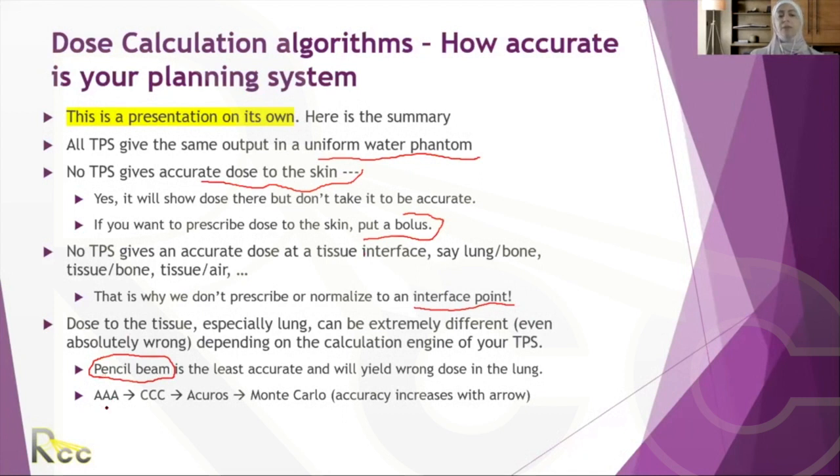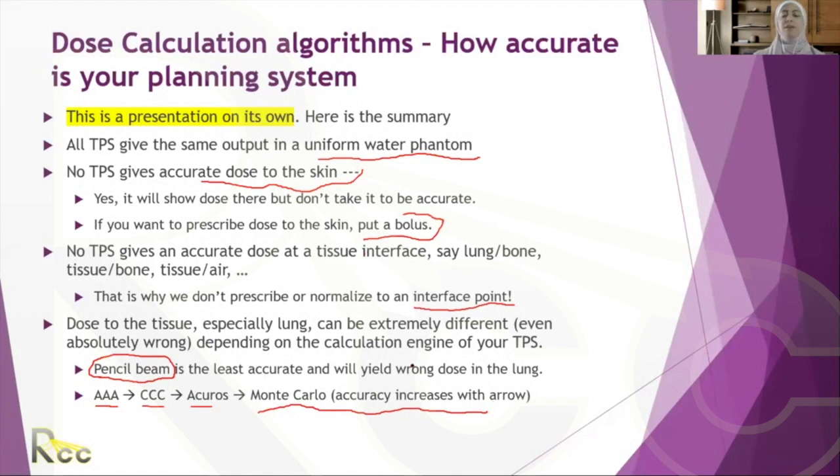Different algorithms that we call model-based algorithms are much, much better than pencil beam. And in terms of accuracy, they follow this line, with Monte Carlo being the most accurate we know. It can handle the lack of equilibrium in charged particles, right?